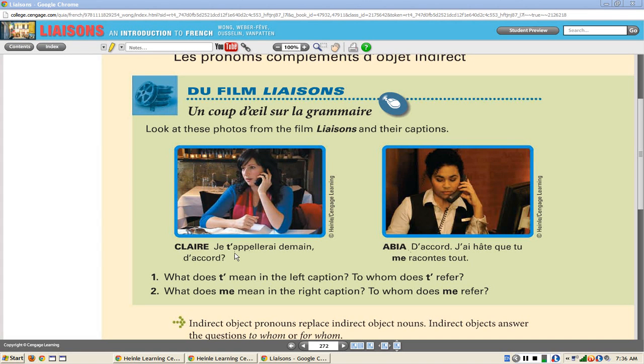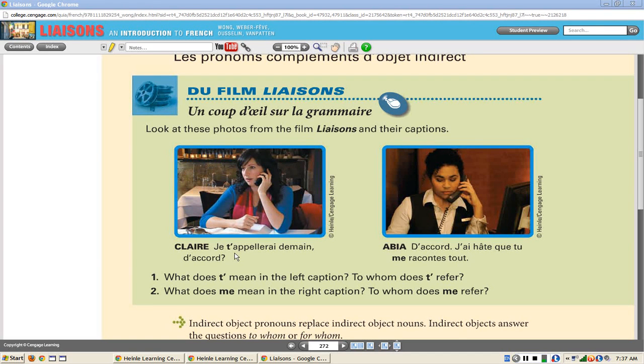Which of these two is direct and which is indirect? The answer to this is based on knowledge of the verbs. They're each objects coming before a verb, as is the order when you replace an object and you put in the direct or now indirect object. Je t'appellerai, tu me racontes.